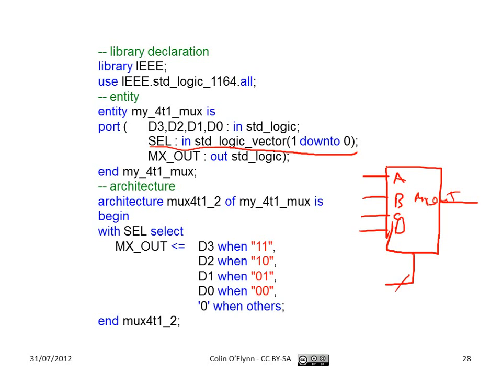So in this example, it says with SEL select. So when SEL is 1, 1, the output's D3. When it's 1, 0, it's D2. When it's 0, 1, it's D1. When it's 0, 0, it's D0. And in any other case, it's just set to 0. It may seem crazy because there's 2 bits. There is no other cases. But why they put this is just mostly for simulation reasons, because if these were, you know, high impedance state or some invalid state, it's telling the simulator to put it to 0. You don't really need to worry about that right now, though.